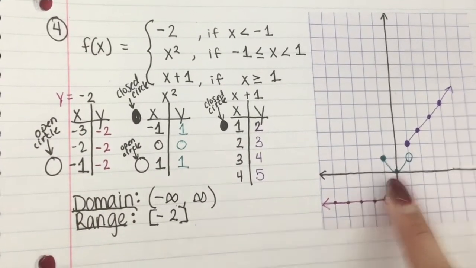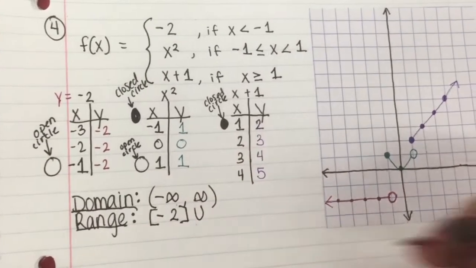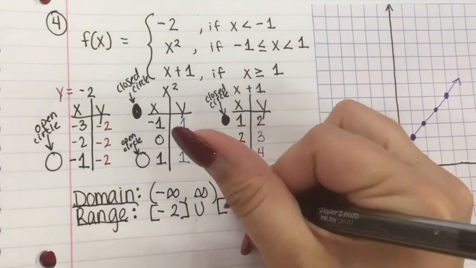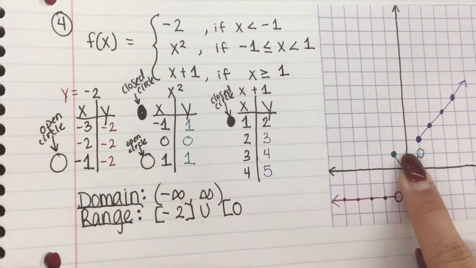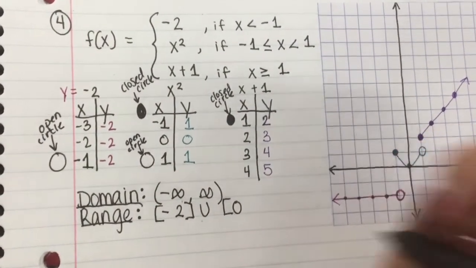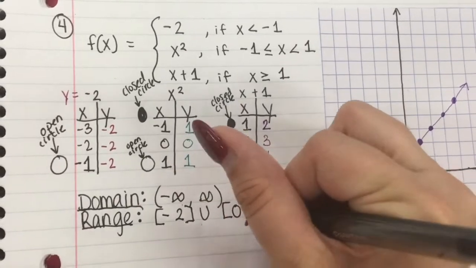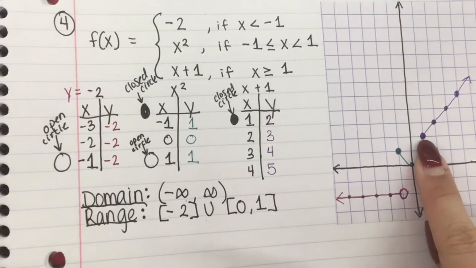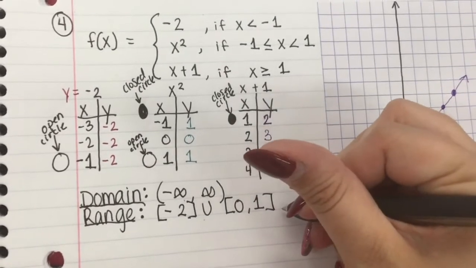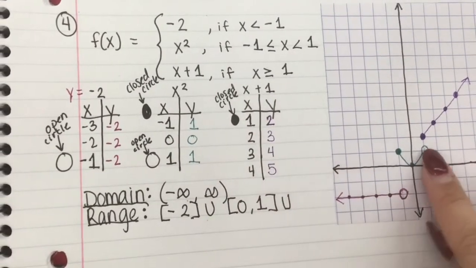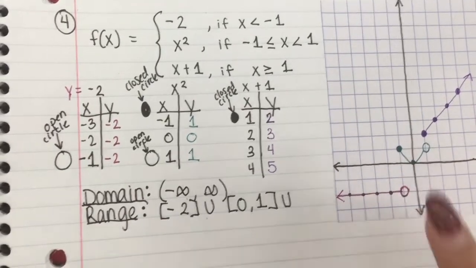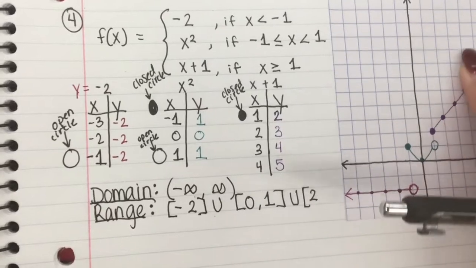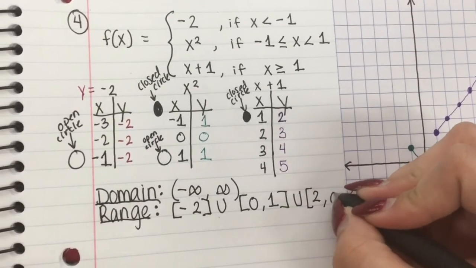Now I'll include a union symbol to signify that there's more to the range, and that first y value that we get to in the second piece is 0, and then it ends at +1. It is included on one side of that function, so I will use a bracket for that 1. I'll put another union, and that +1 skips up to +2 and has a bracket because that point is included. Then the y values continue up and up forever to infinity and beyond.